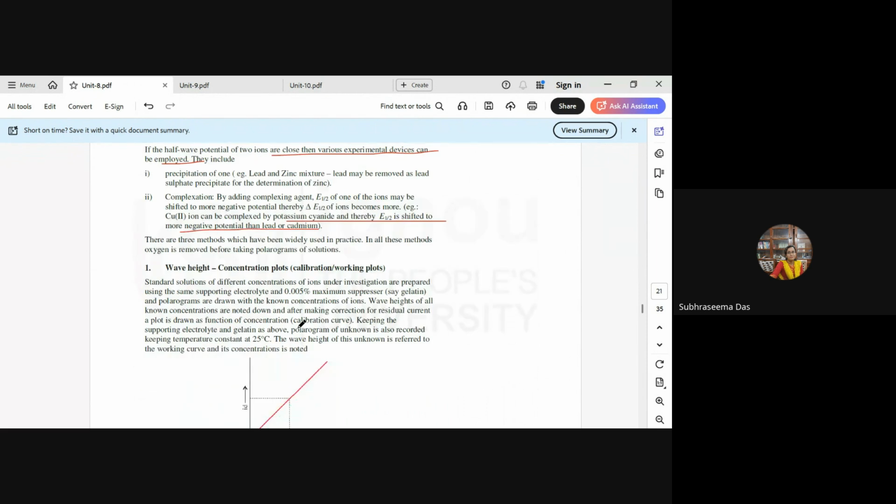There are three methods which have been widely used in practice. In all these methods, oxygen is removed before the polarogram is recorded. The first one is the wave height concentration plot, or what we call the calibration or working plot.